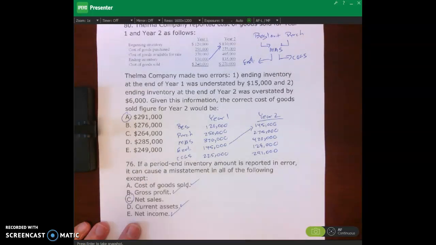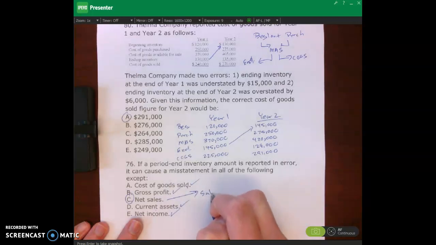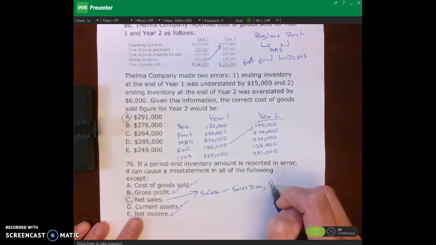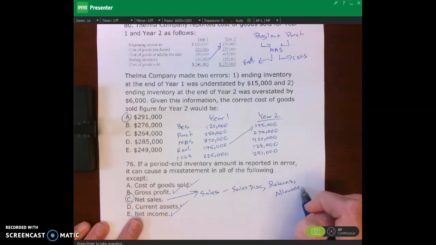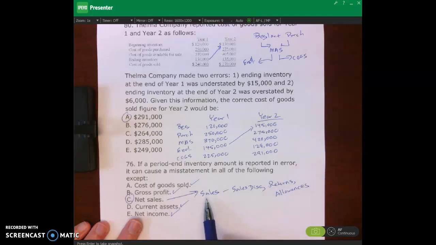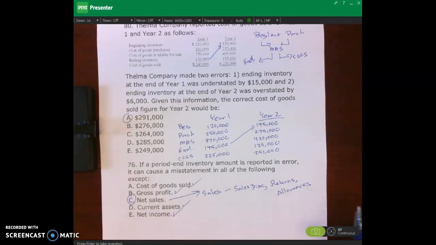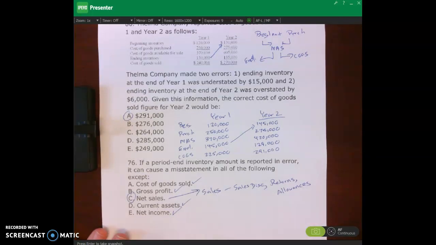What doesn't it affect? Net sales. Why? How do we calculate net sales? Do you remember? Well, if you don't remember, it's just sales minus sales discounts, returns, and allowances. That's how we calculate net sales. So, do you see anything with inventory that deals with our sales numbers? No, not our sales discounts. No. It deals with the cost of goods sold and our count of inventory, our inventory balances, but not our sales, okay? So that's why C is the one it doesn't affect.